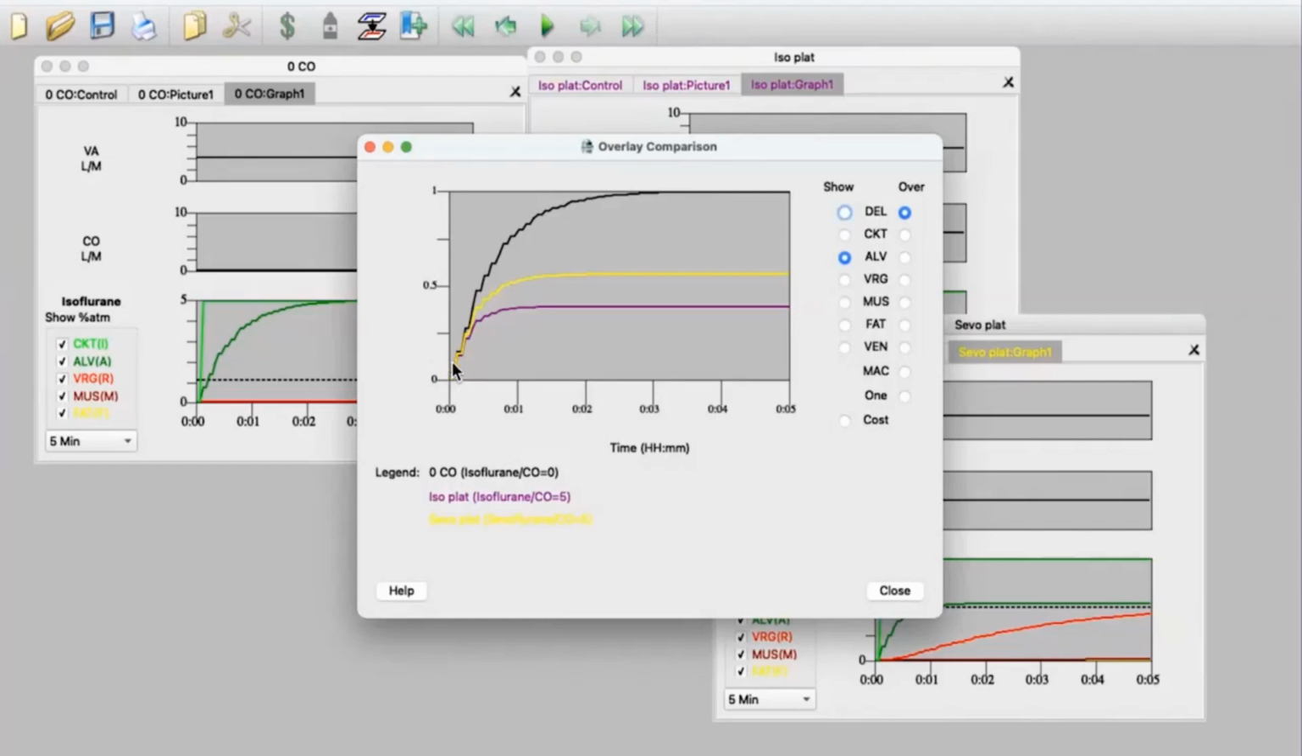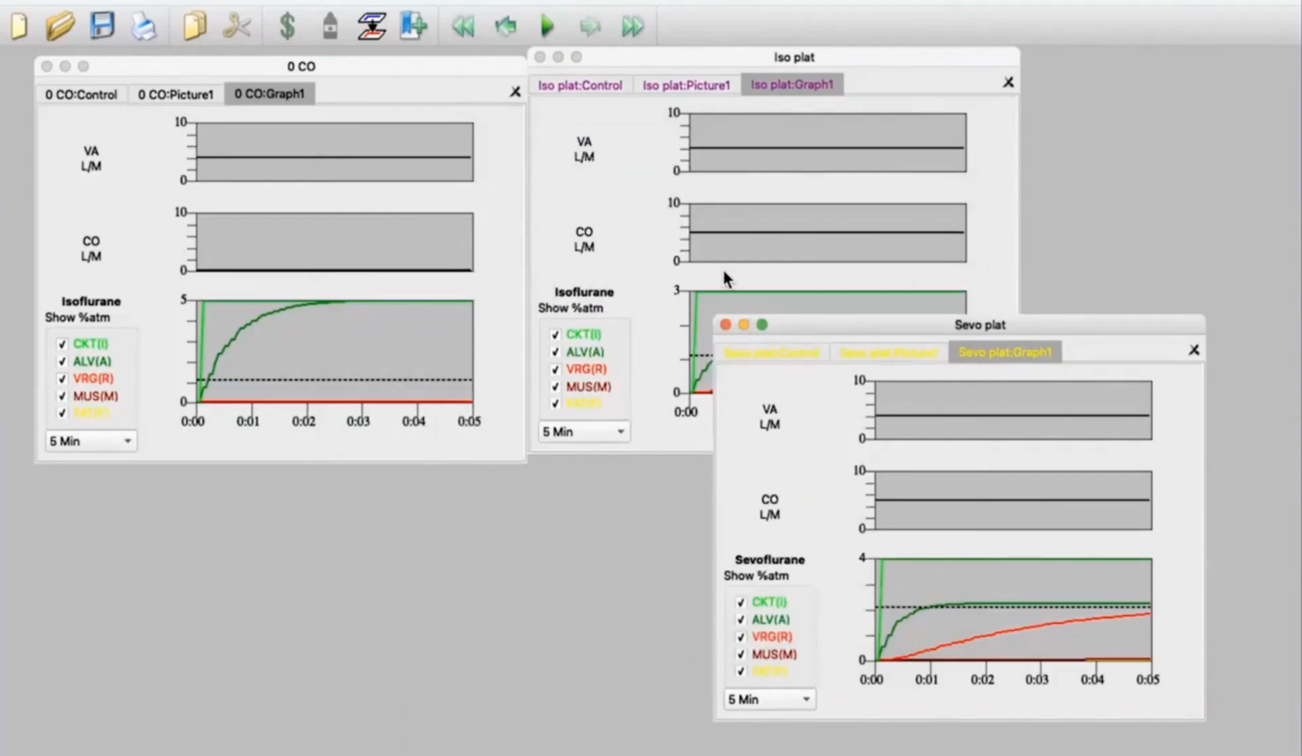This is now isoflurane with the plateau height, and this is the sevoflurane with its plateau height. Sevoflurane is less soluble than isoflurane, therefore the alveolar tension rises to a slightly greater height. Less and less soluble drugs will be higher and higher at this point.